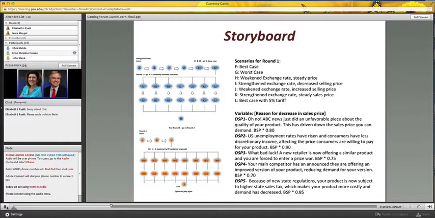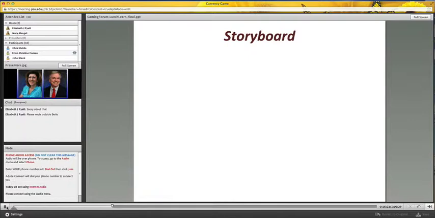And again, as Marianne mentioned before, all of these different scenarios that we wrote were reviewed by our economics faculty and our marketing faculty to see did they really make sense.